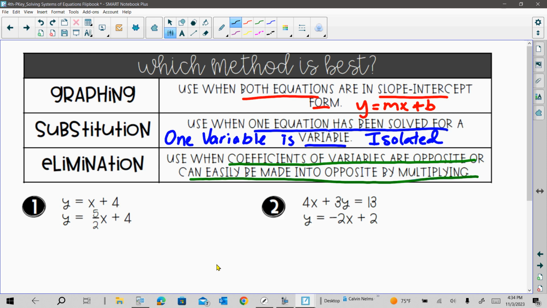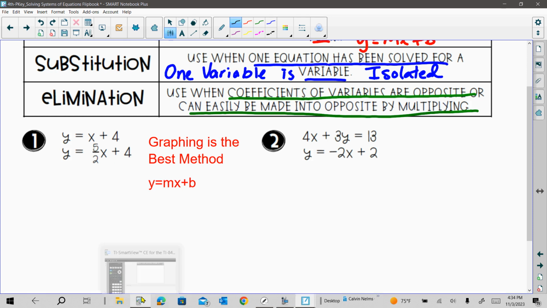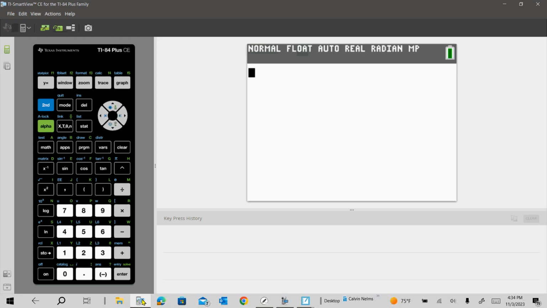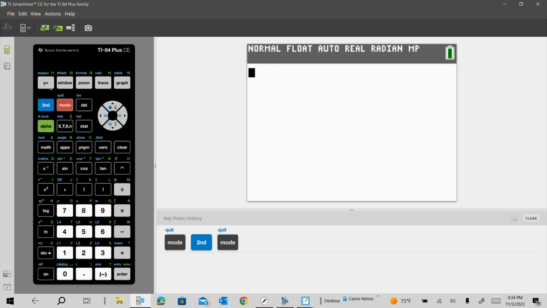Okay, so on number 1, I want to see if you can pick the best method here. So our best method should be using the graphing method because it's in slope-intercept form. It's in y equals mx plus b. So something like this, you can use your calculator. I kind of wanted to review the calculator trick to get to that. So if you get a calculator in your hand, and go to y equals, which is right here in the upper left-hand corner.